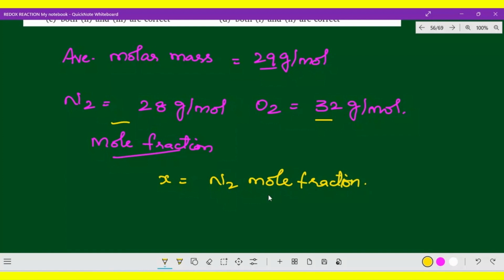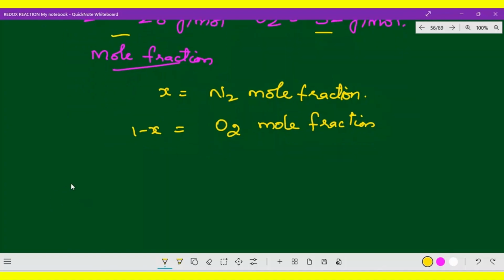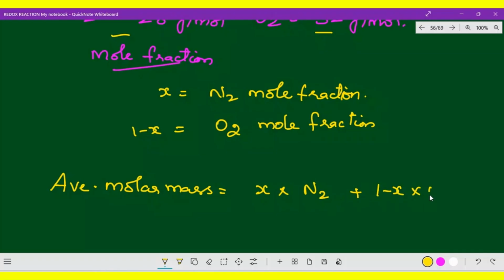Mole fraction, right? In the same way, 1 minus X we can take as the oxygen mole fraction. Now we can calculate. This is very simple. Average molar mass equals X into the nitrogen molecular mass plus 1 minus X into the oxygen molecular mass. I hope you got that idea.